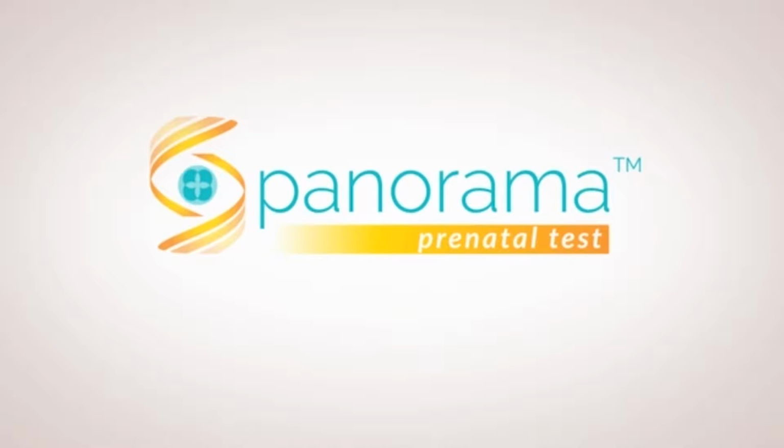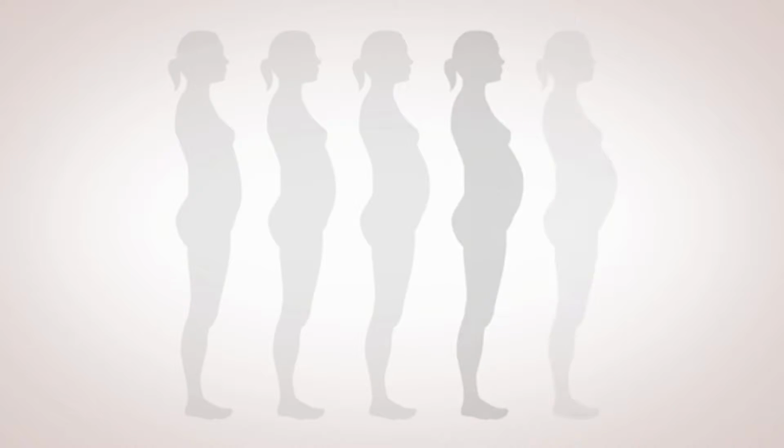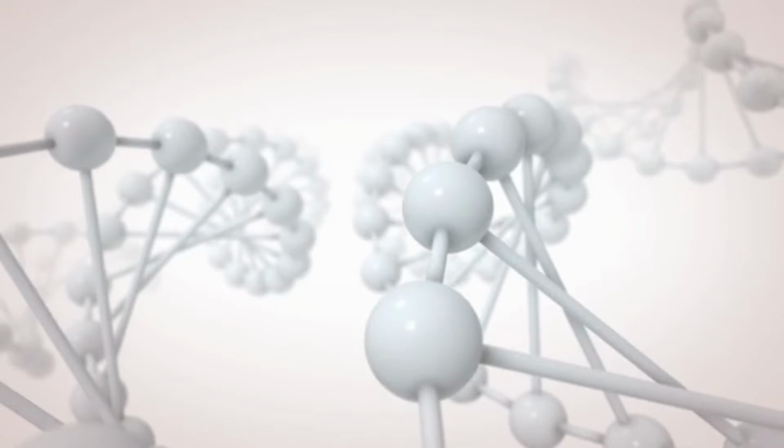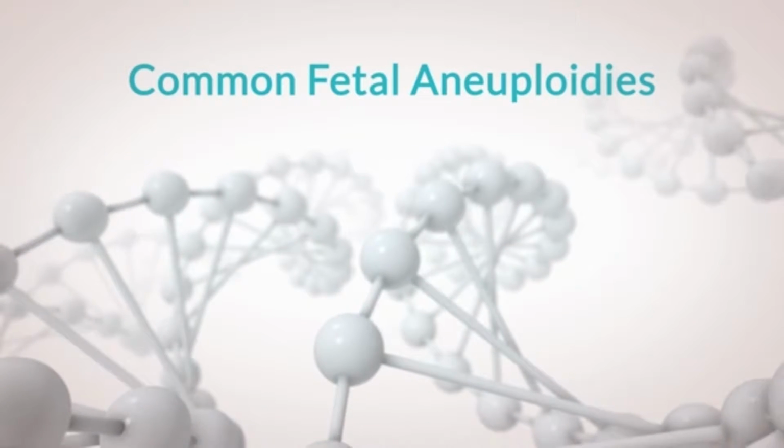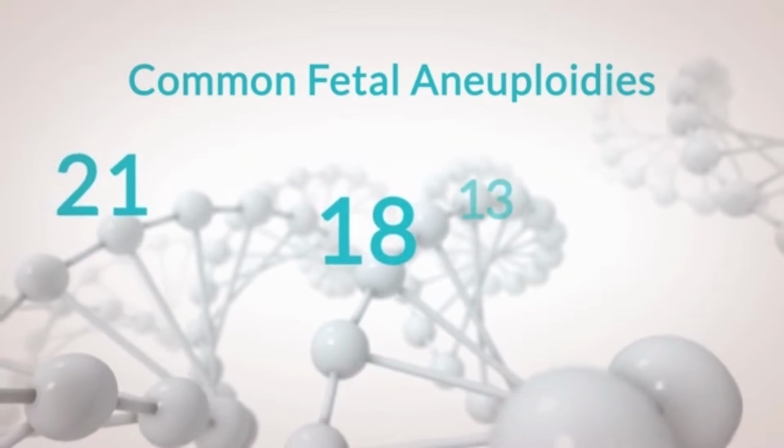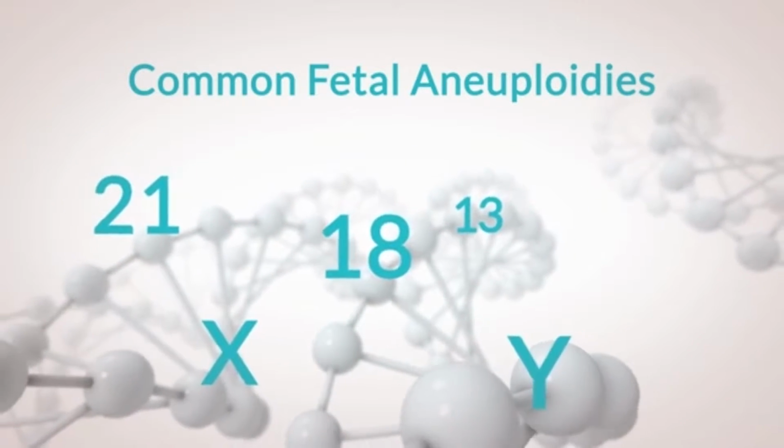Accurate and comprehensive non-invasive prenatal screening is here. Natera has created the Panorama prenatal test to ensure you are giving your patients the best-in-class information regarding their pregnancy. Panorama can be used to screen for common fetal aneuploidies of chromosomes 21, 18, 13, X, Y, and triploidy as early as 9 weeks gestation.